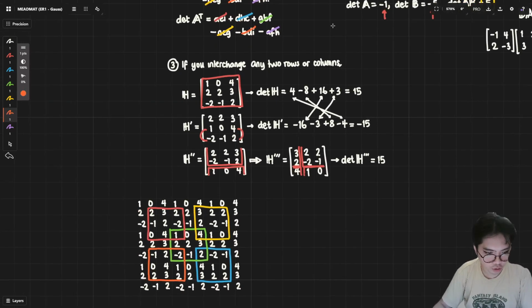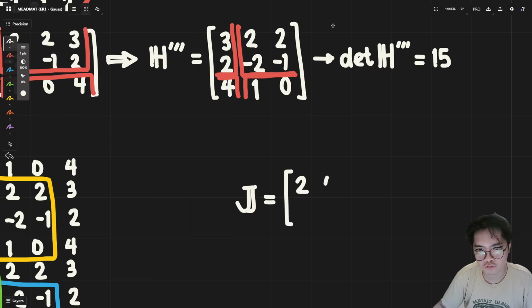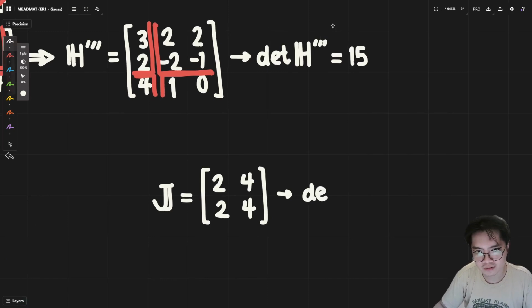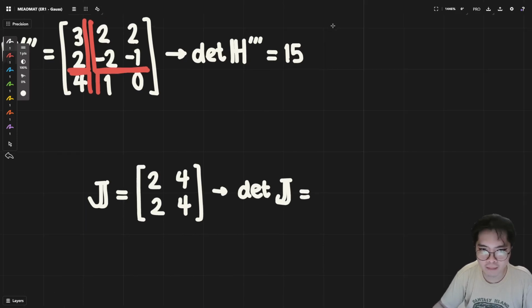Now, we continue. The next property that I would like to show you is what if two rows or two columns are equal? What will happen? Say, for example, let's just have a really short one. Letter J. I don't know, 2, 4, 2, 4. From what you can already see, the determinant of this J matrix will just be 2 times 4, 8, minus 2 times 4, 8, which is 0.